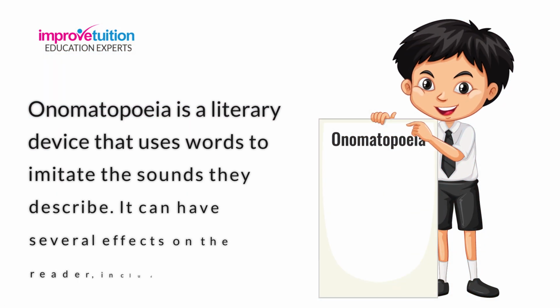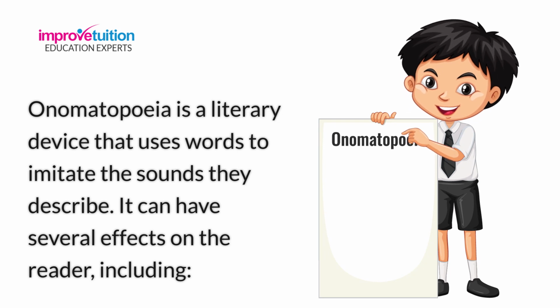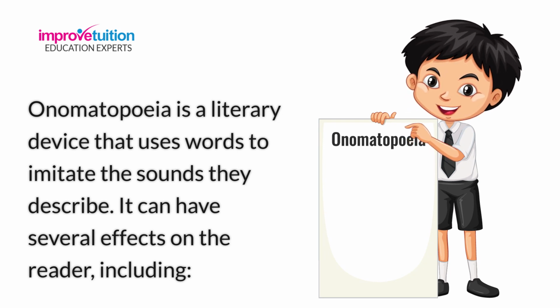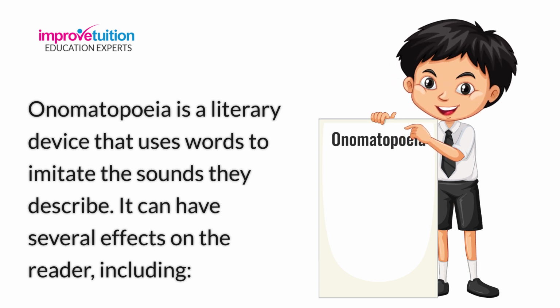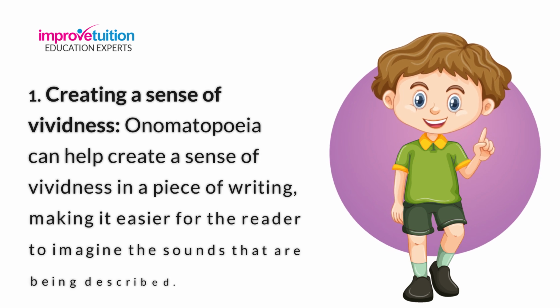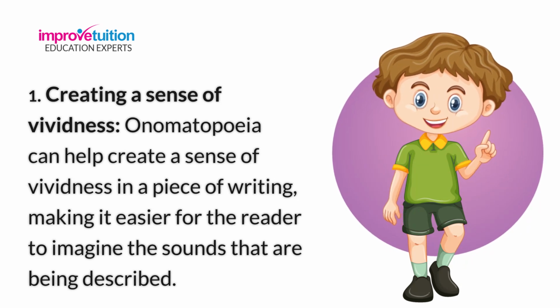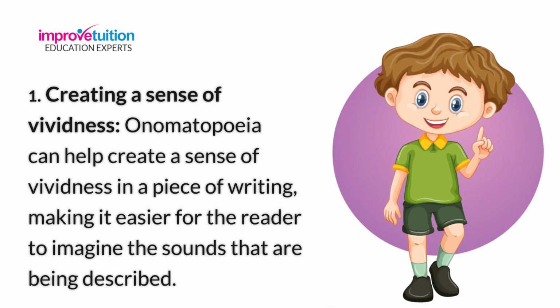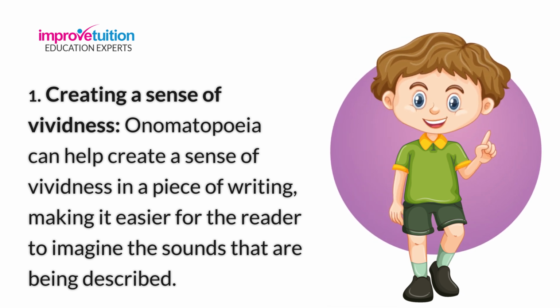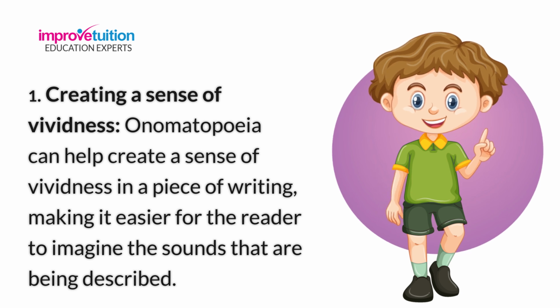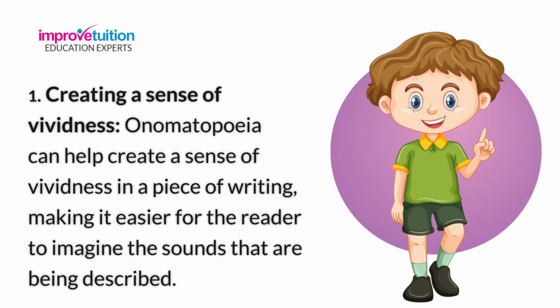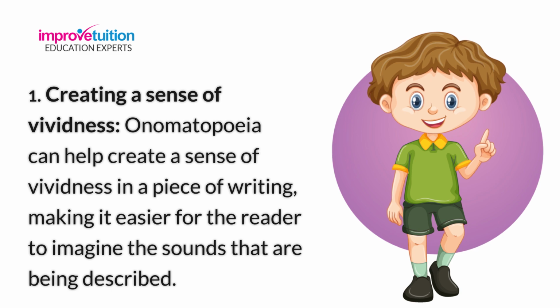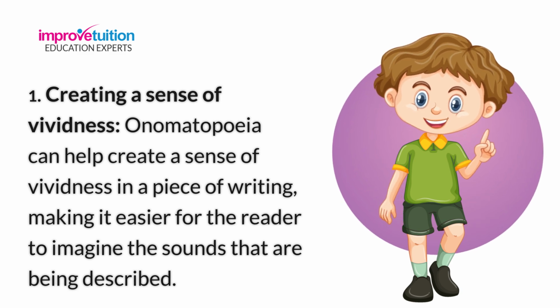Let's just quickly recap what onomatopoeia is. Onomatopoeia is a literary device that uses words to imitate the sounds we describe. It can have several effects on the reader, including creating a sense of vividness. Onomatopoeia can help create a sense of vividness in a piece of writing, making it easier for the reader to imagine the sounds that are being described. So it creates a vividness. It makes it easier for the reader to imagine the sounds.